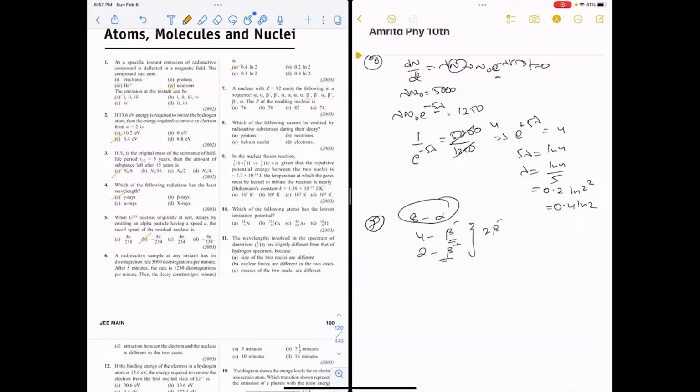Due to 1 alpha, the atomic number will decrease by 2. So 8 twos are 16, it will go down. Because of 2 beta minus, it will go up. Or if you say because of 4 beta minus, it will increase by 4, and because of 2 beta plus, it will decrease by 2. So what is the net change? Net is 14, it will decrease, right? So Z is equal to 92. What is Z dash? 92 minus 14. How much is it? 78. Am I right?